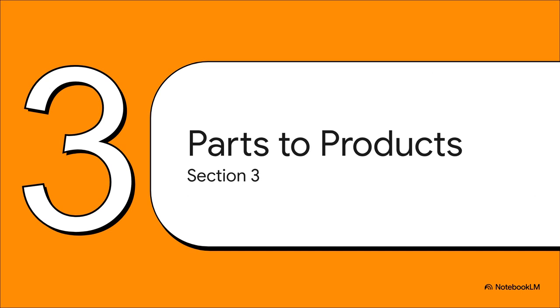Section 3, from parts to products. So at this point, we can build the formula for just about any single compound. That's huge. But what happens when these compounds meet and interact? That's the next step. We're moving from looking at individual ingredients to looking at the whole recipe, the chemical equation.